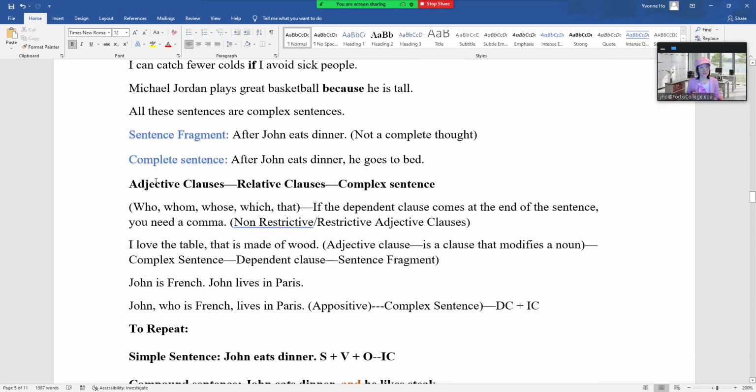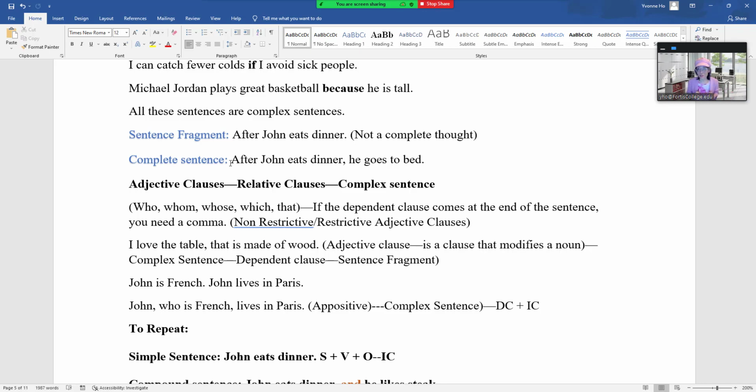Now we're going to get into sentence fragments. After John eats dinner is a sentence fragment, so it's not a complete thought. If you want to complete the thought, you have to add an independent clause. So, after John eats dinner, he goes to bed. Now you have a complete thought. You have a dependent clause with an independent clause, and it becomes a complex sentence.